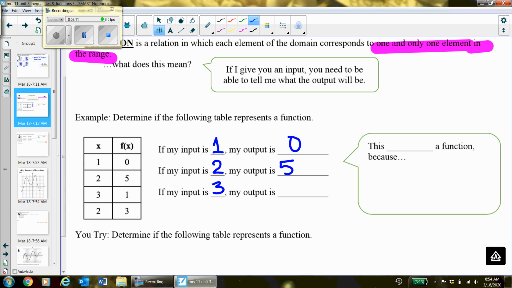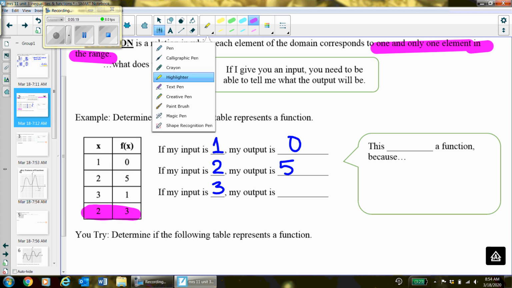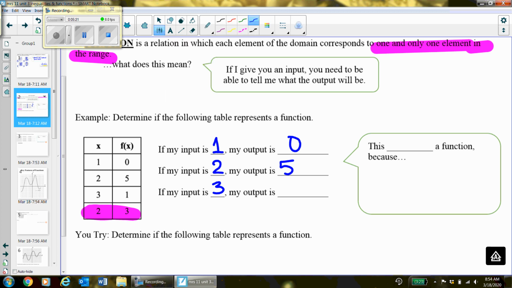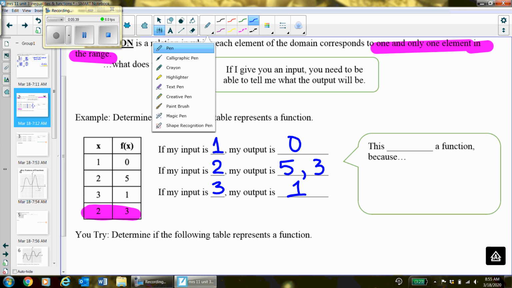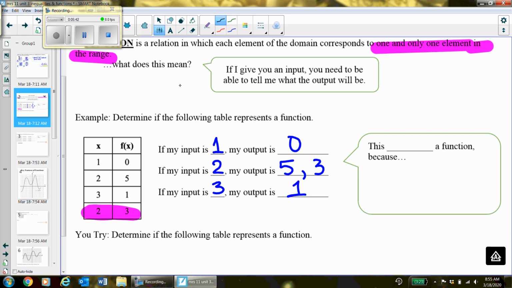But now I have this last coordinate point, right? This one here. And it says if my input is 2, then my output is 3. So now I see that I have 2 y values for 1 x value, which tells me that this x value is repeating. That means I'm going to see this x value more than once on my chart, which I do right here.